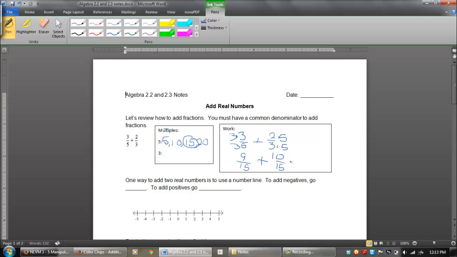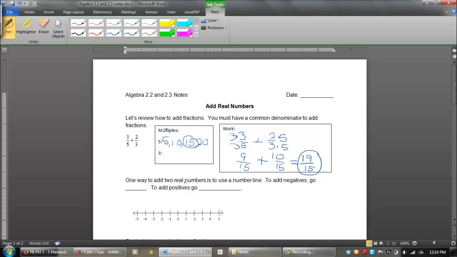And then when we add the two fractions, we keep the common denominator of 15, but we add the numerators 9 and 10 to get 19. So the answer to that problem is 19 over 15. You cannot forget to find the common denominators. Now, let's look at adding and subtracting just regular integers, non-fraction numbers.